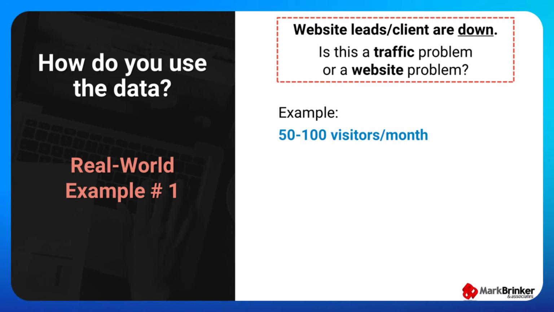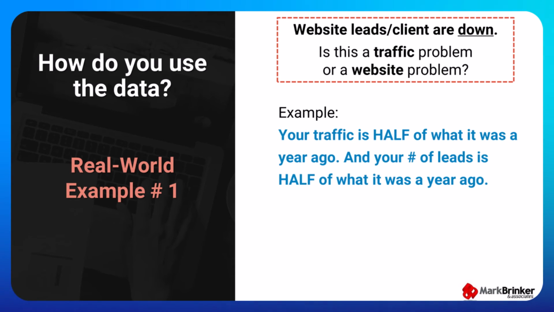For example, if you're currently only getting 50 to 100 visitors per month to your site, you definitely have a traffic problem. Even if you have a textbook perfect website, 50 to 100 visitors per month ain't gonna get the job done. Or let's say you discover your traffic is half of what it was a year ago, and the number of leads and clients from your website is also half of what they were a year ago. Well, there's your problem, traffic.